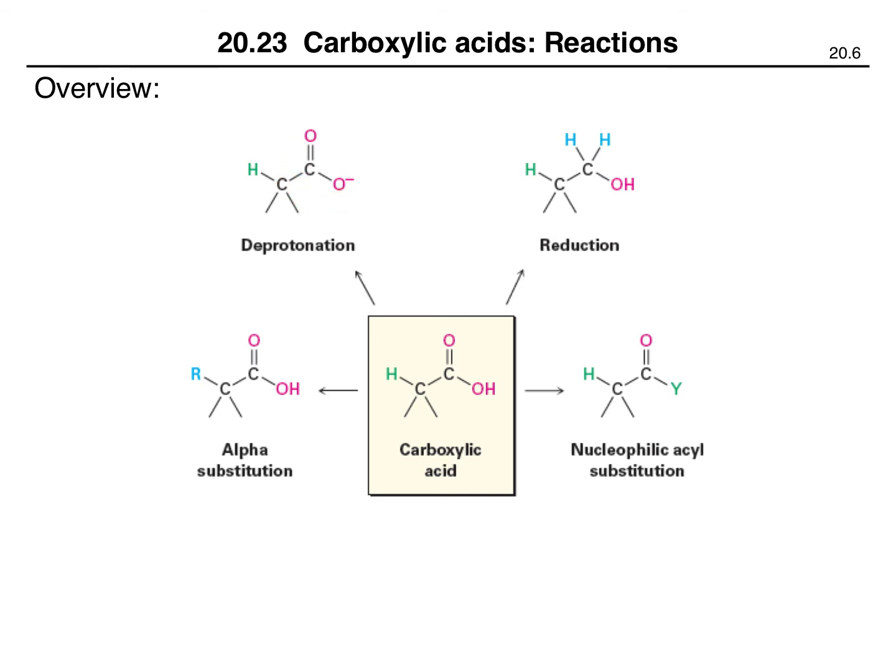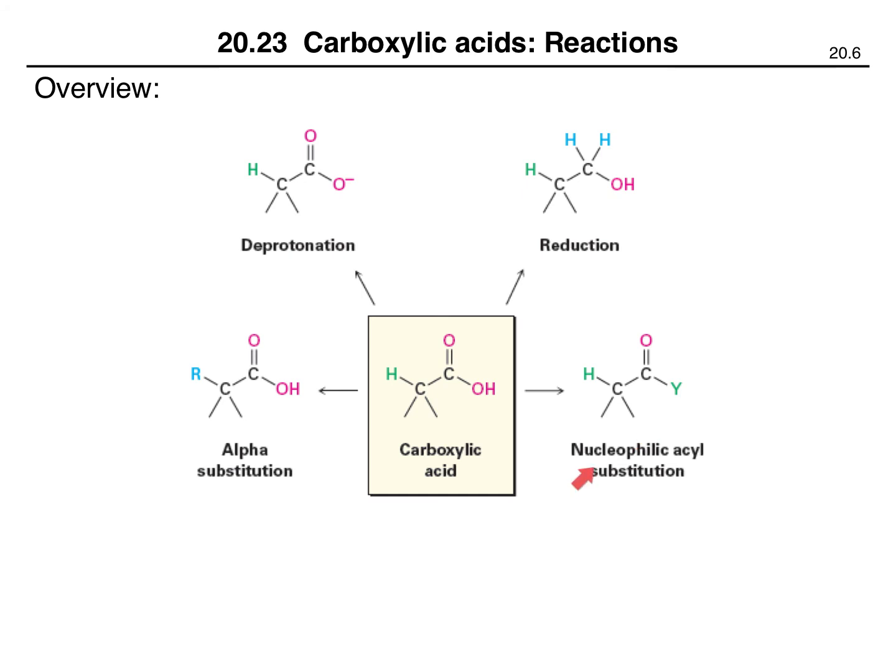Carboxylic acids can also undergo a reaction called alpha substitution. So rather than a reaction happening on the carboxylic acid, it happens adjacent to the carbonyl. If we focus on the carbonyl carbon, this would be the alpha position. So an alpha hydrogen can be substituted by another group. This is alpha substitution. We're not really going to worry about that.